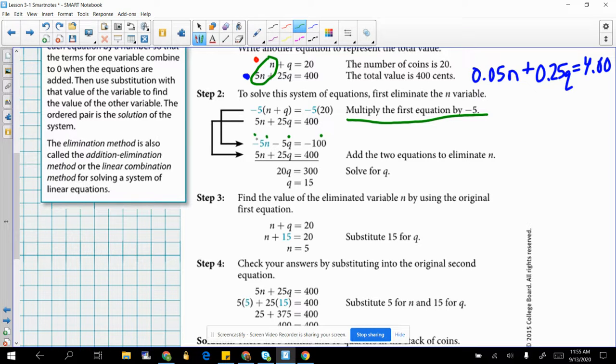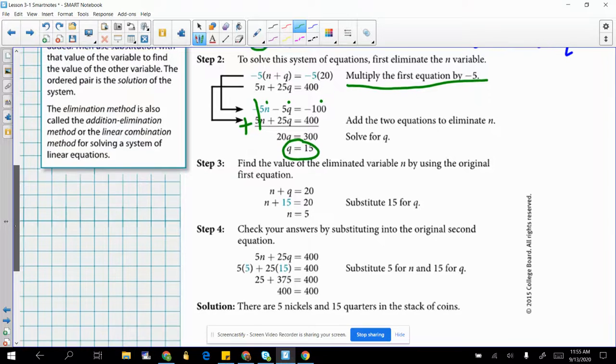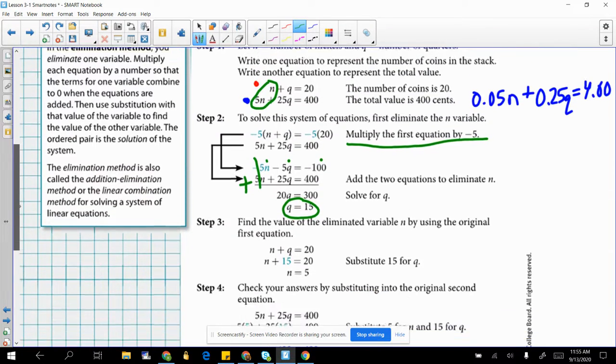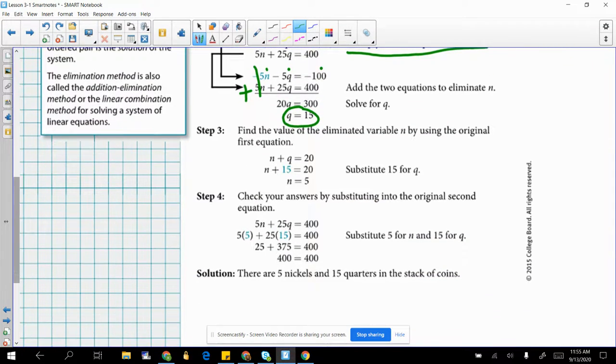And then that's when they get this to eliminate, and they add everything else. So negative 5q plus 25q gives you 20q, and negative 100 plus 400 gives you 300, and then you solve for q to get q equals 15. So now we know there were 15 quarters in that stack of 20 coins.